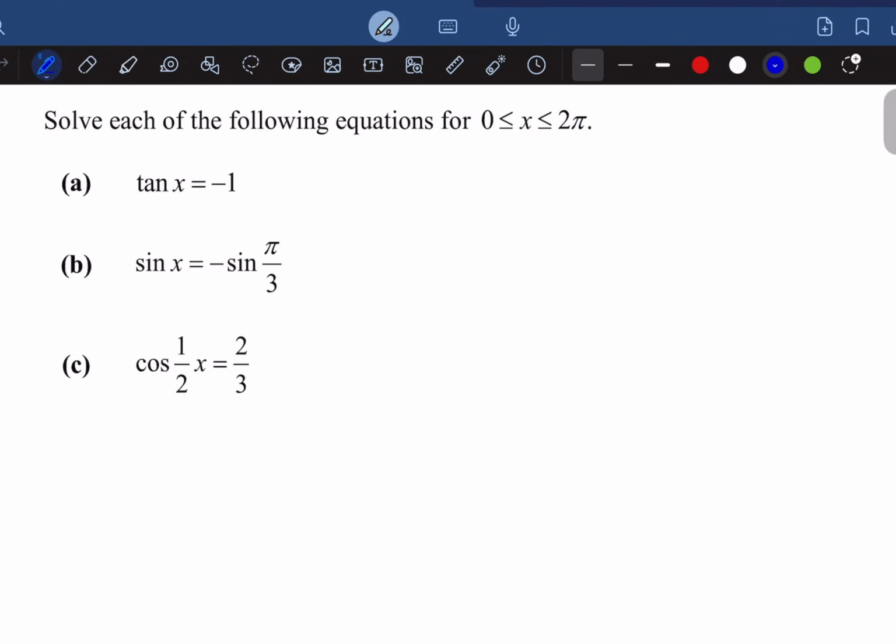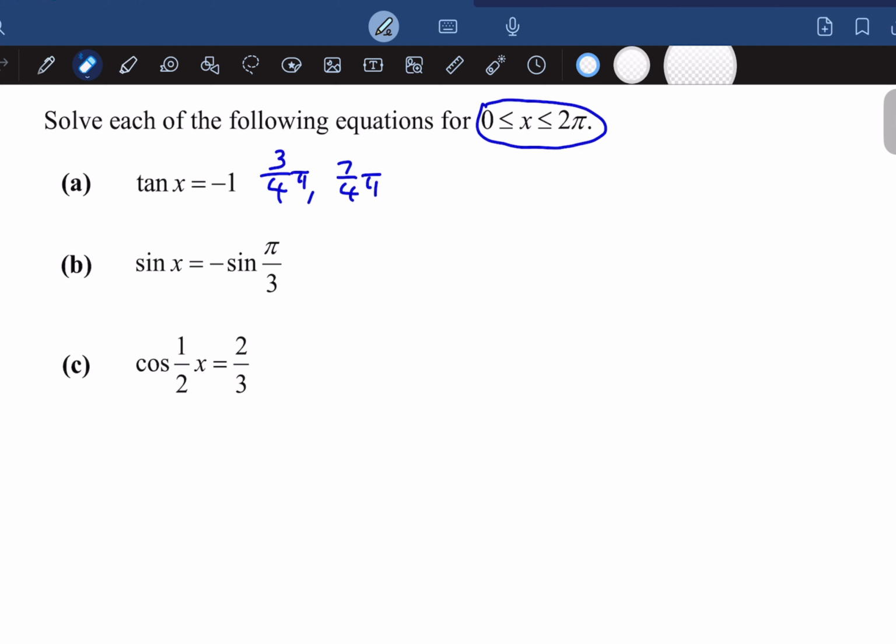This is the next one. Examples, so do take note. Same thing, we have to check the range that we are asked to solve. It is from 0 to 2 pi, which means that this is in radian mode. So part A, I won't show you the steps, but I will give you the answer instead. You can go and try. 3/4 pi and 7/4 pi.